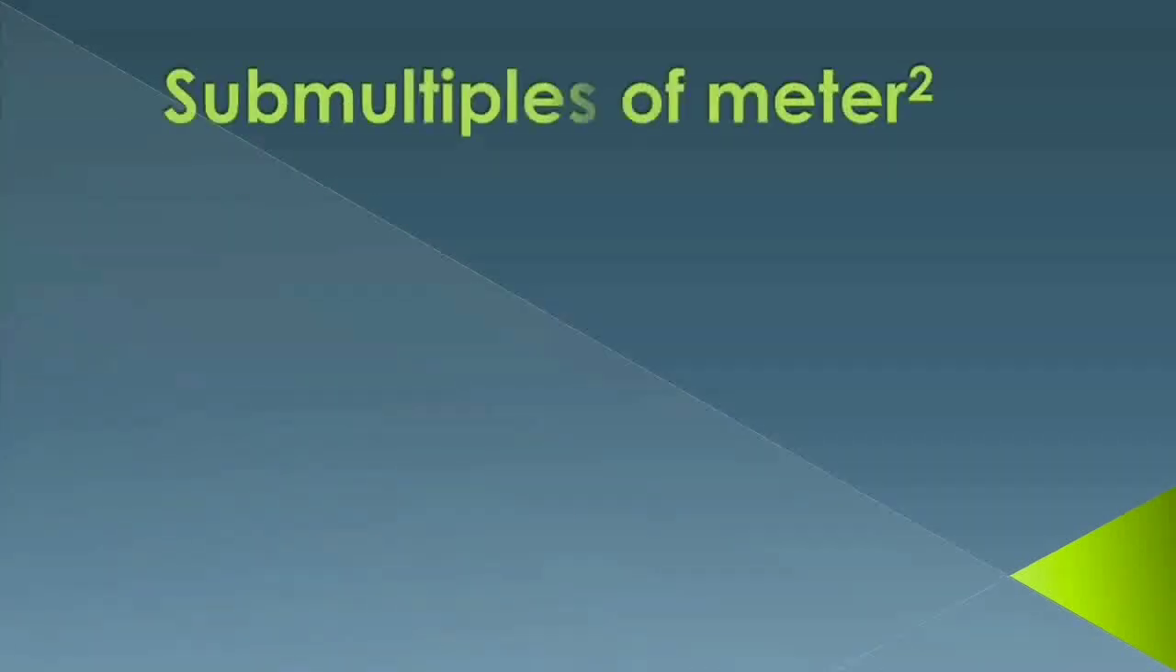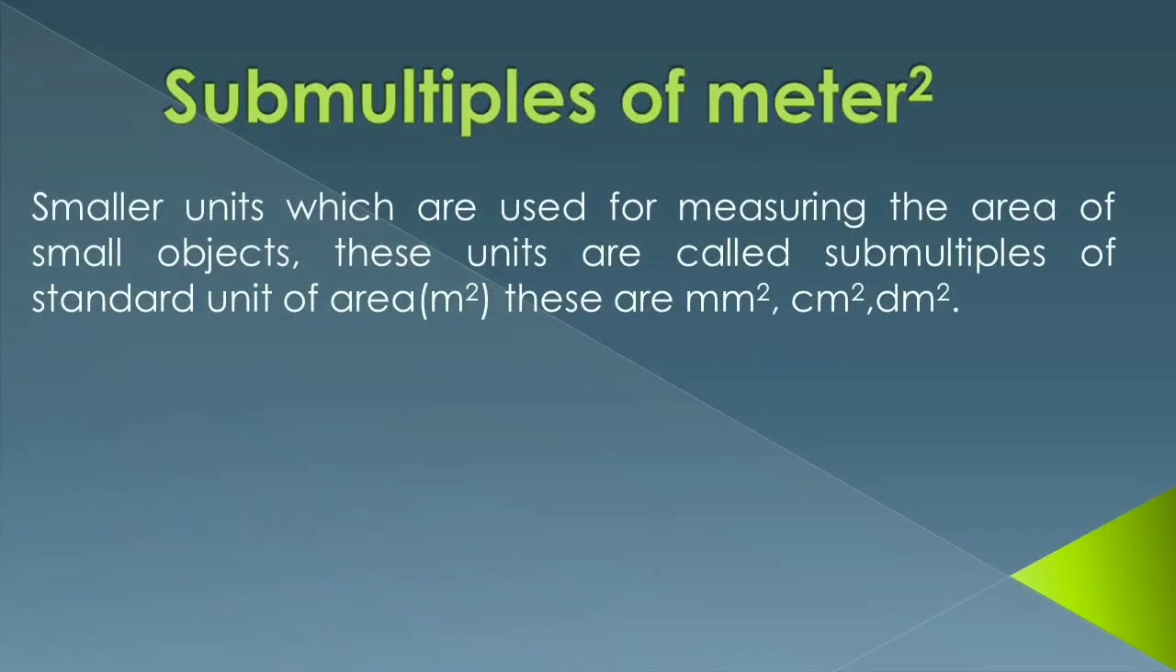As we have seen, the square meter is the SI unit for measuring area, but it is quite an inconvenient unit for measuring the surfaces of small objects like a physics book or an instrument box, which have a smaller area. It is also inconvenient to measure the surface area of very small objects such as a 5 rupee coin or a shaving blade, etc. Thus we use smaller units for measuring such areas, and such units are called the submultiples of the standard unit of area, that is meter square.